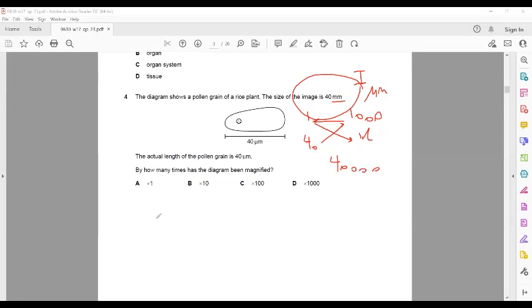The formula is magnification equals image over the actual size, what is in the real size, in the life size of the cell. So the actual size, the real size is 40 micrometer. So this one becomes 40,000 divided by 40. So it is 1,000 times bigger, right? Answer is D.